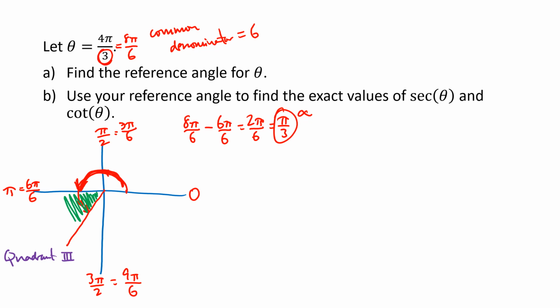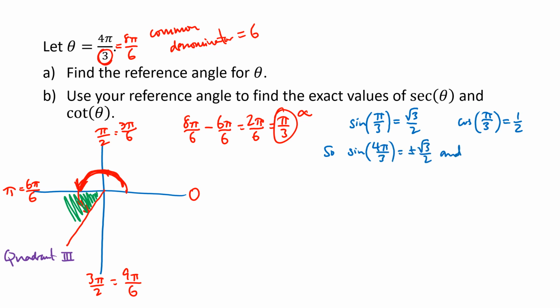How does that help? Well, now I figure out the sine and cosine of that pi over 3. We've got a little chart that we've memorized that tells us what the sine and cosine of these nice angles are, and pi over 3 is one of my nice angles. Sine of pi over 3 is square root of 3 over 2, cosine of pi over 3 is 1/2. So that means that the sine of this angle, the sine of 4 pi over 3, is plus or minus square root of 3 over 2. And the cosine of this angle that I was worrying about, the theta, is plus or minus 1/2.